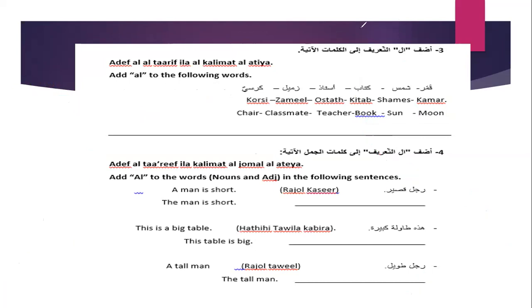Now let's go to the third question, which is an important question. This question talks about the moon letters and the sun letters, if you remember. We have different moon letters and different sun letters in the Arabic language. We need to know which letters are moon letters and which letters are sun letters.